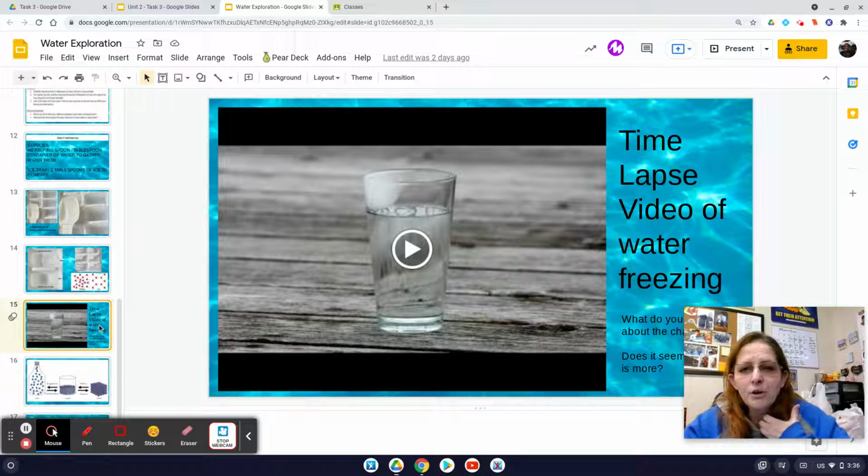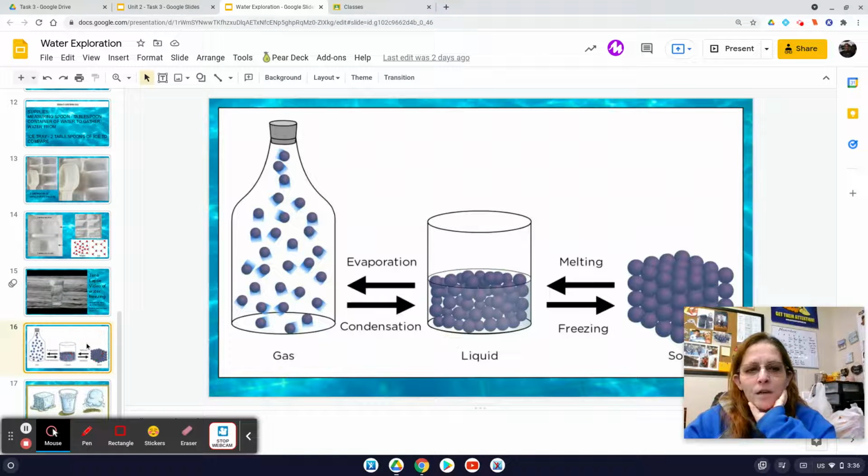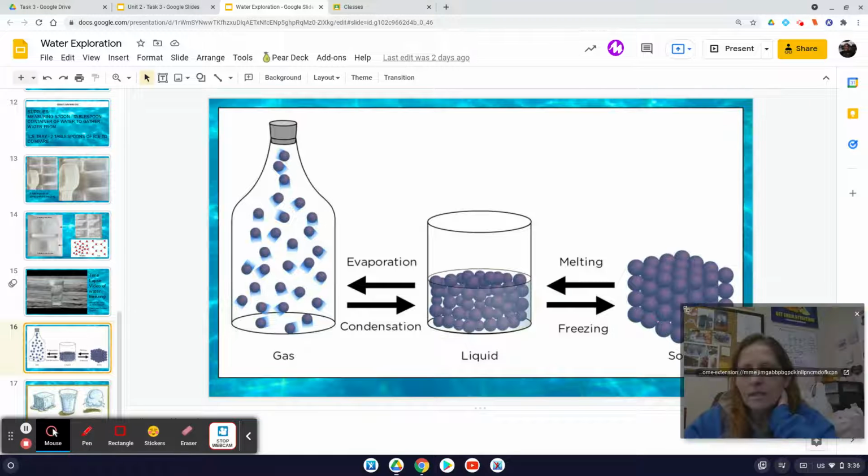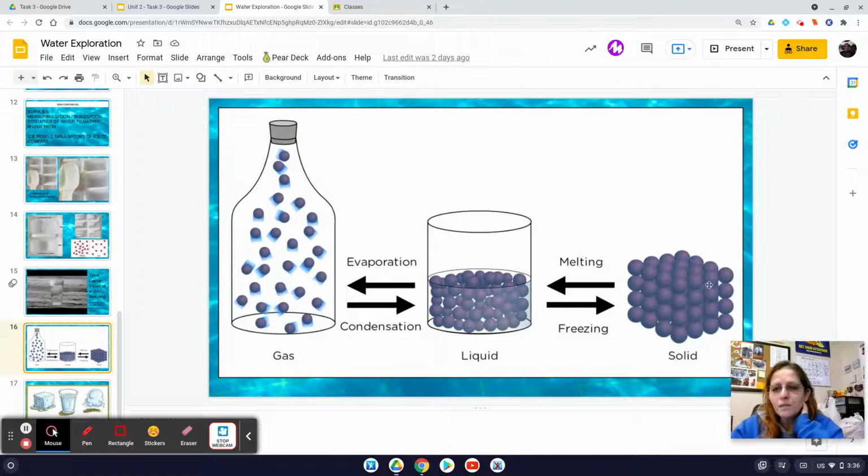Also, a pretty cool time-lapse video of water freezing. That might be a little bit of a secret for a gradable activity that we're going to do in a couple of days. So this is a really cool video that might help you with that as evidence. And then here are the cheat codes that I was talking to you about. This is what those water molecules are doing.